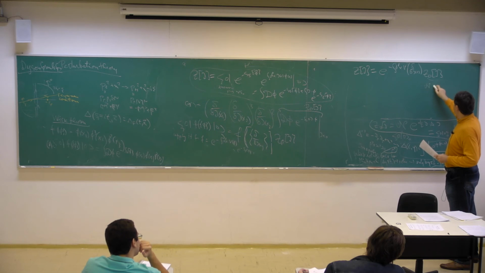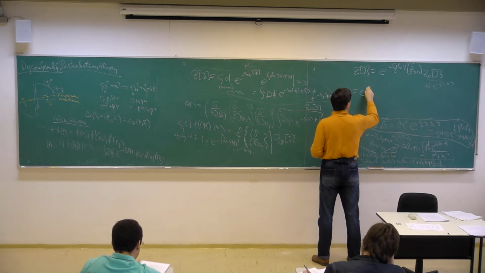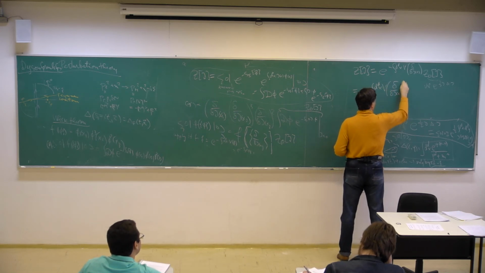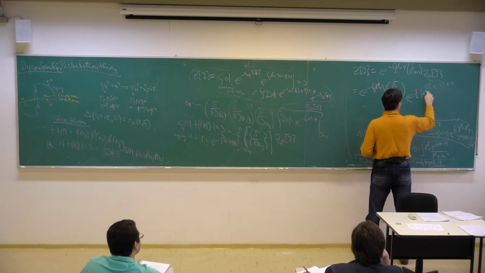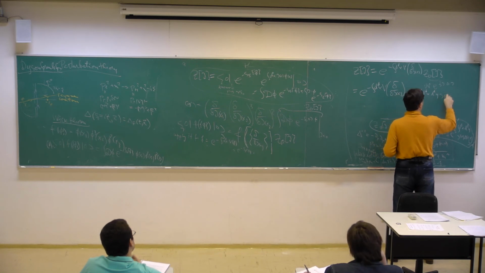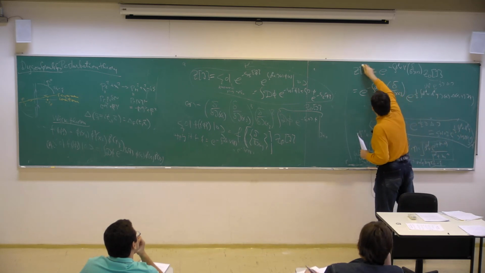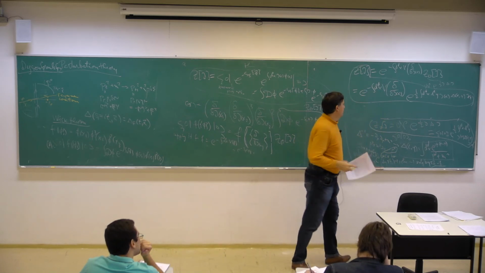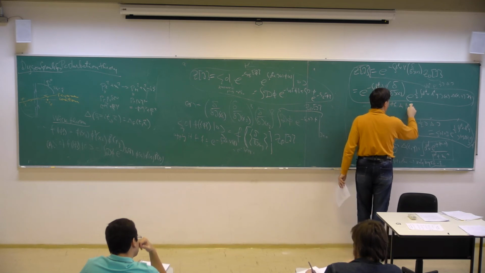So e to the 1/2 J Δ J. So most explicitly possible, V of δ/δJ of x acting on e to the 1/2 integral d^dx d^dy J of x Δ of x, y J of y. Okay? This is called the Wick theorem in path integral formalism.